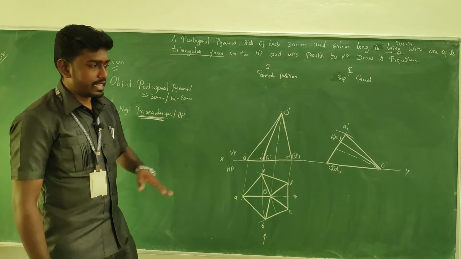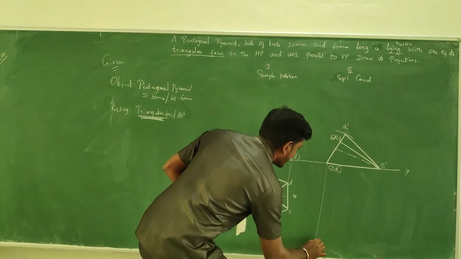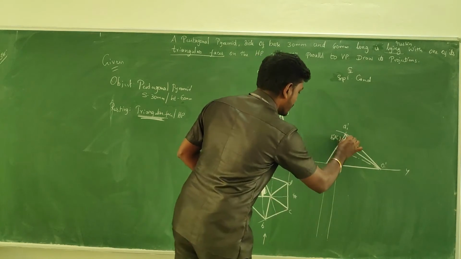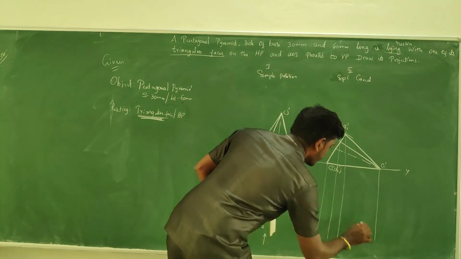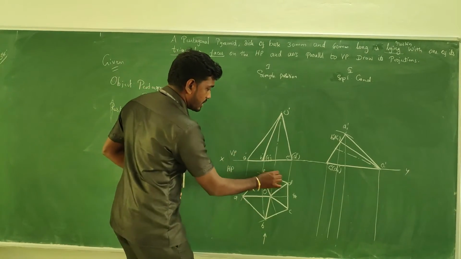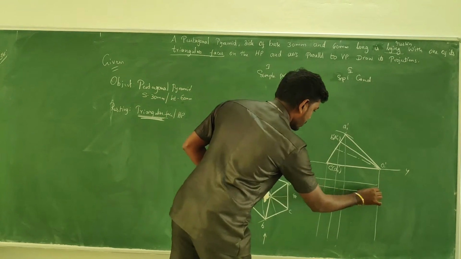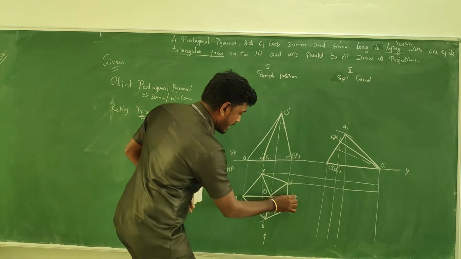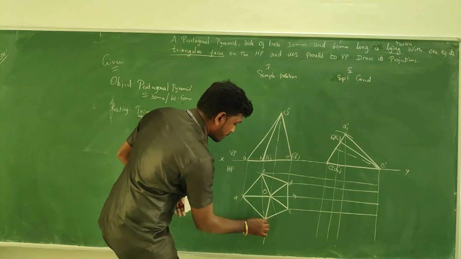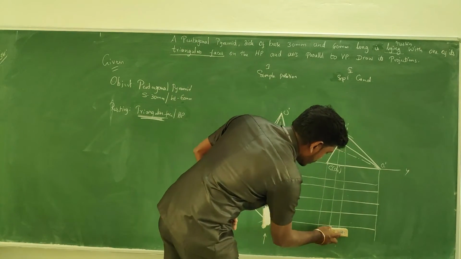What is next? The final top view. So for that, take the projector from each and every corner, something like this. The trace will be getting like this. And afterwards, from the previous stage, get the horizontal projectors. So the trace will be like this. From the A, you will be getting like this. From the C, you will be getting like this. From the B, you will be getting like this. The excess portion we can remove.